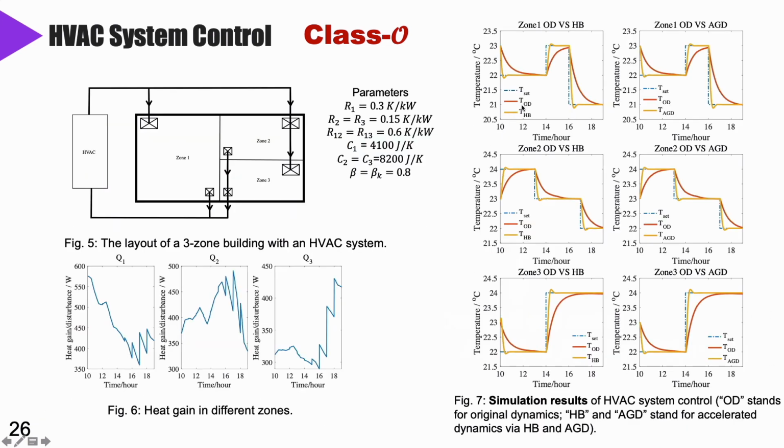And picture 7 is the simulation result of a 3-room building with an HVAC system. The blue dashed line is the temperature setting from the building manager to fulfill user comfort. They are different in 3 rooms. The first column is the temperature dynamics comparison for original dynamics and for applying HB method. And the second column is for original dynamics and HD method.